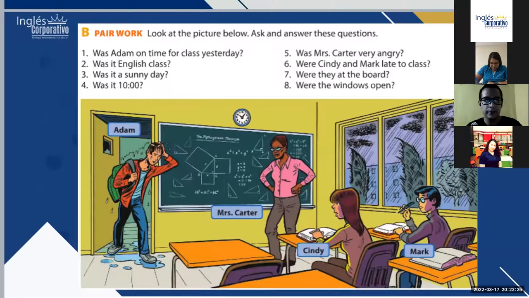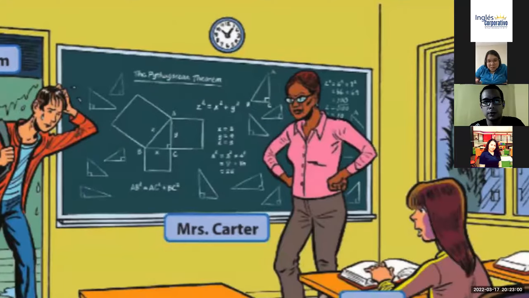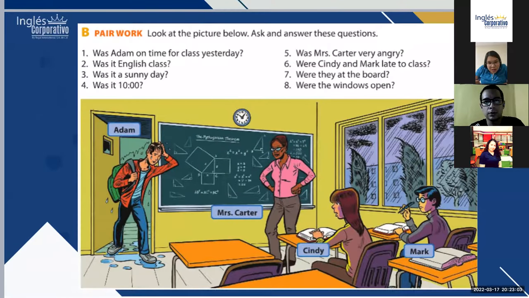Okay, was Adam on time for class yesterday? No, he wasn't. Was it English class? No, it wasn't. I don't know. It isn't. I think it's a math class. And the answer is okay. No, it wasn't. Es en past, so no podemos decir is. So it would be no, it wasn't.